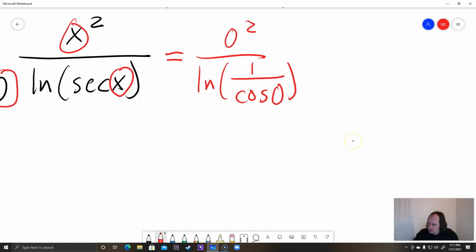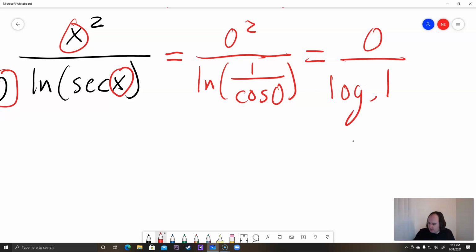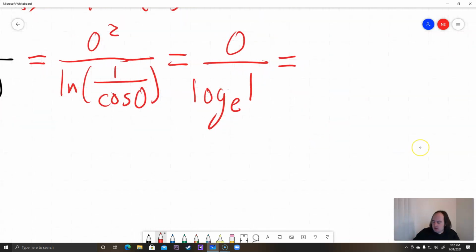So what we have here is on the top, 0 squared is 0, and on the bottom we have ln of 1. Now what is natural log of 1? Remember, ln, or natural log, is the same as log base e. Log base e of 1 is the same as asking, e to what power gives me 1? Actually, e to the 0 gives you 1. So that's going to be 0. So we have 0 over 0, which is indeterminate.